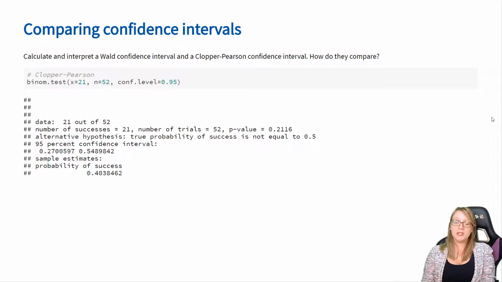Using the Clopper-Pearson method or the binom.test method, we enter in our number of successes, our sample size, our desired confidence level, and we get a confidence interval that goes from 0.27, so the lower limit is nearly identical, to 0.55, so the upper limit is a little bit higher. Now, this is a relatively small sample size, a sample of 52 observations. Our confidence intervals are in near agreement. So either way, you get roughly similar intervals.